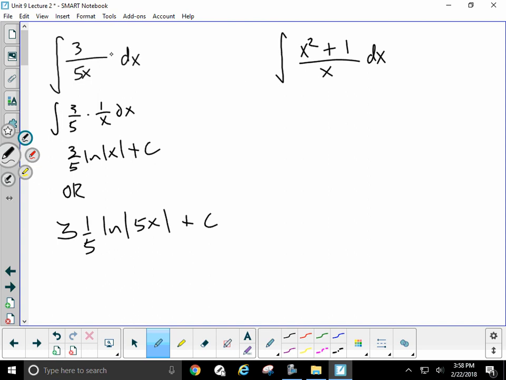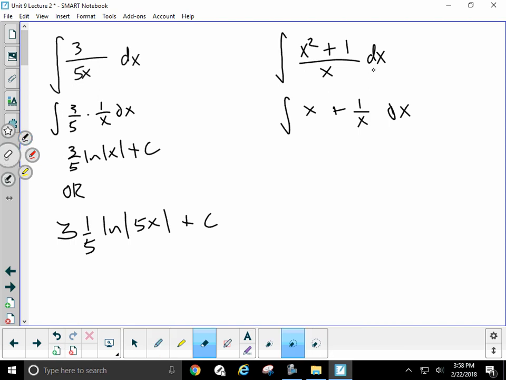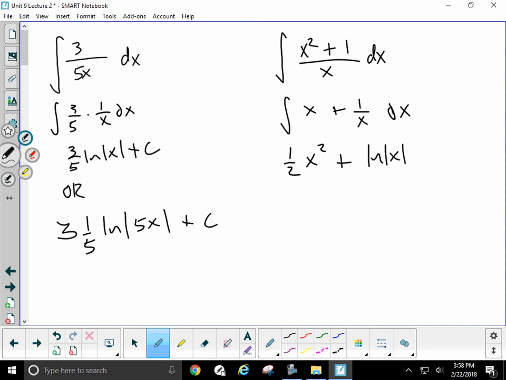Now the next one looks like a simplify first problem, and it is. We simplify this to be x plus 1 over x. For x you use the power rule. The antiderivative is x squared over 2. But for 1 over x you do not. Log absolute x plus c.